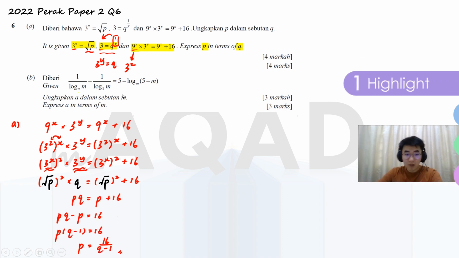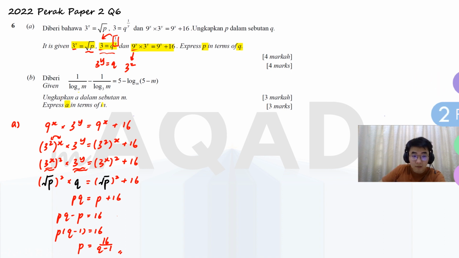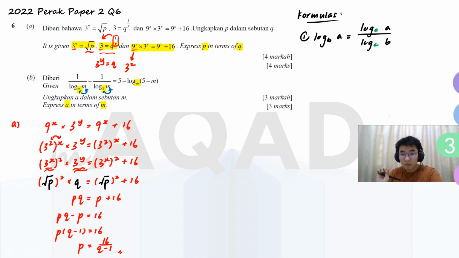And part B is a logarithm question and we need to express a in terms of m. So if you look at their bases, all are different. So maybe we can switch the places of the base and the value to ensure all the bases become m. So we can use this formula to help us out. This means that if we want to change the base, we can split it into two logs. The value a, we move it to the top, b, we move it to the bottom, and we put the new base here, which is c.